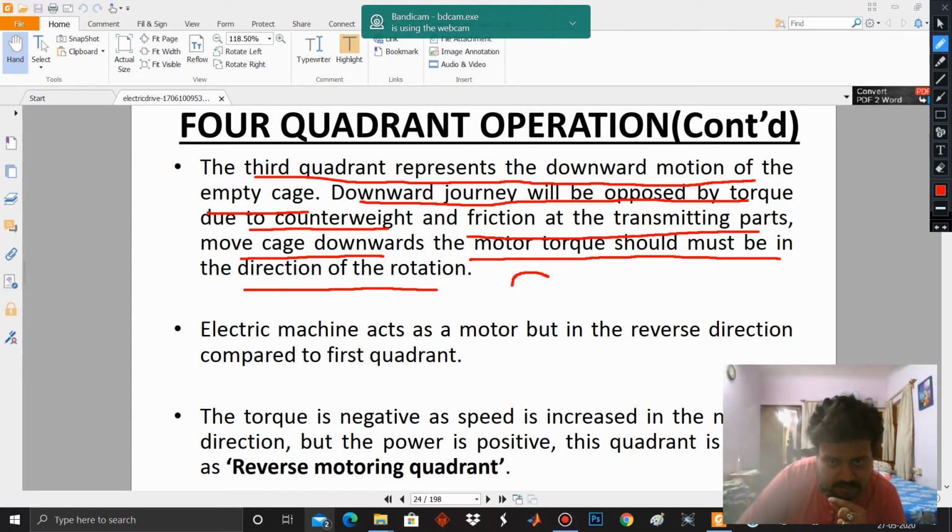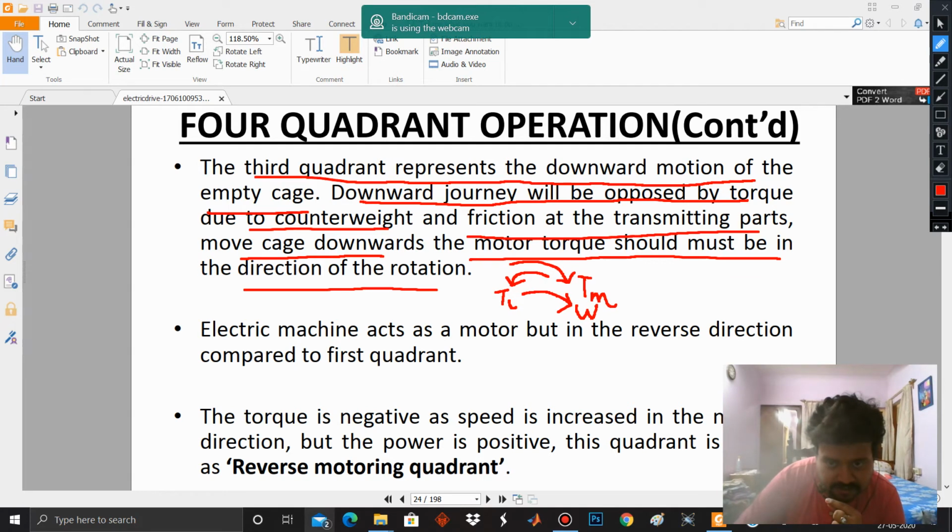So this will be the load torque and this will be the motor torque, same as the second quadrant. But what will be the direction of the rotation? The direction of rotation will now become clockwise. So initially it was anti-clockwise, now it will become clockwise.